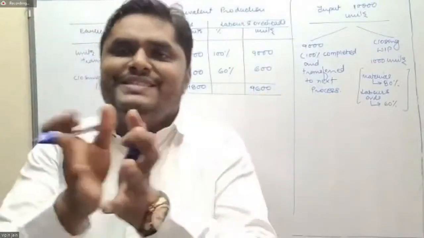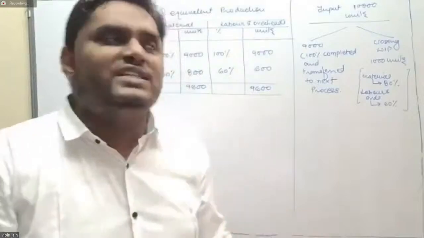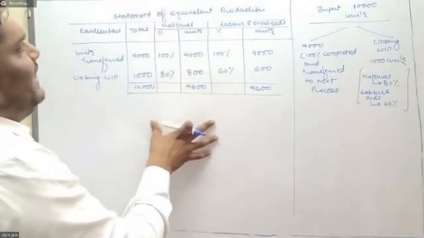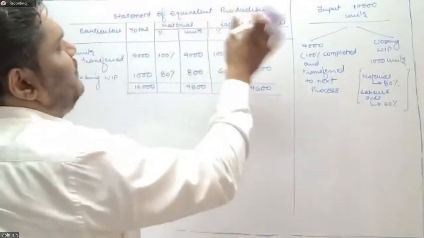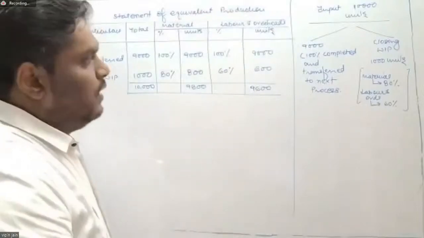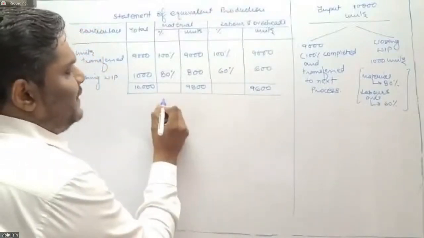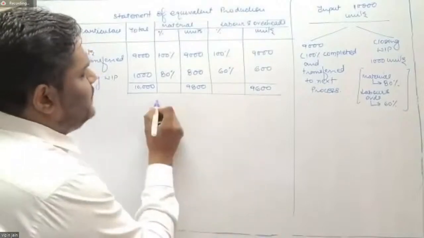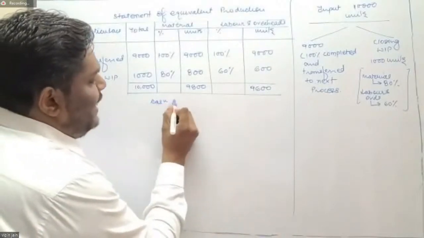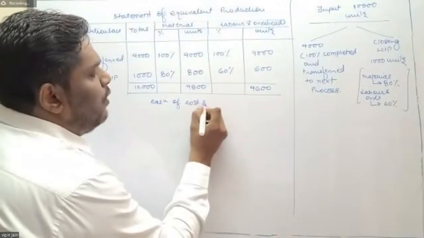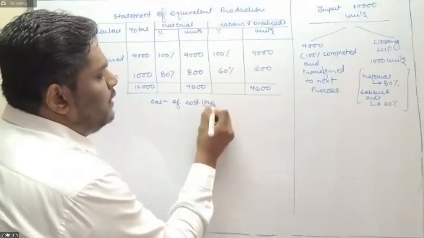So we are doing the same thing but in a systematic and arranged way. In that case we have to prepare the statement of equivalent production. Now we have to calculate the cost per unit. Now we can easily calculate the cost per unit. So calculation of cost per unit.